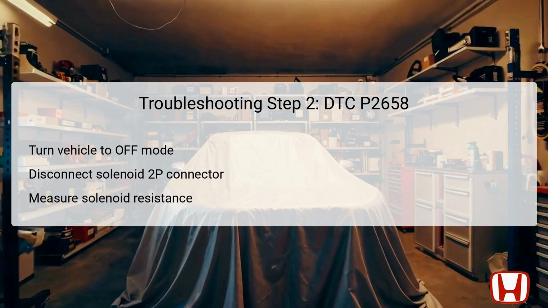Step 2 involves checking the internal resistance of the rocker arm oil control solenoid A for bank 2.